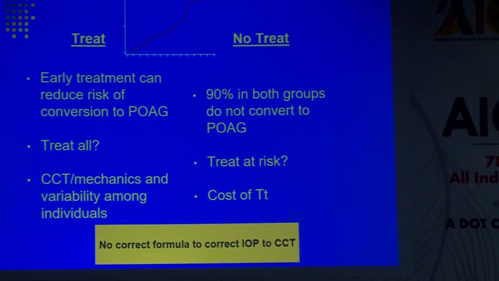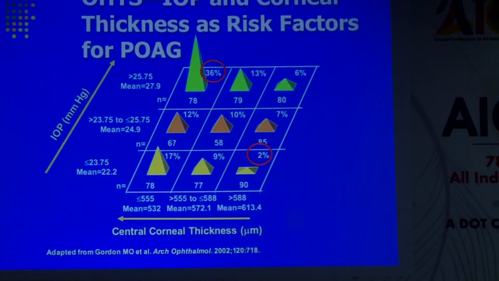So, because early treatment can reduce conversion to POAG, we can be very justified in doing it, but do we need to treat everybody? In both the groups, whether you're treating or not treating, 90% of them actually do not convert. So why do we need to treat everybody? We don't need to treat everybody. We need to define certain factors by which we treat somebody at risk. We also need to factor in the cost of treatment, and we also know that there is no correct formula to correct IOP for CCT in these situations, as speakers have told.